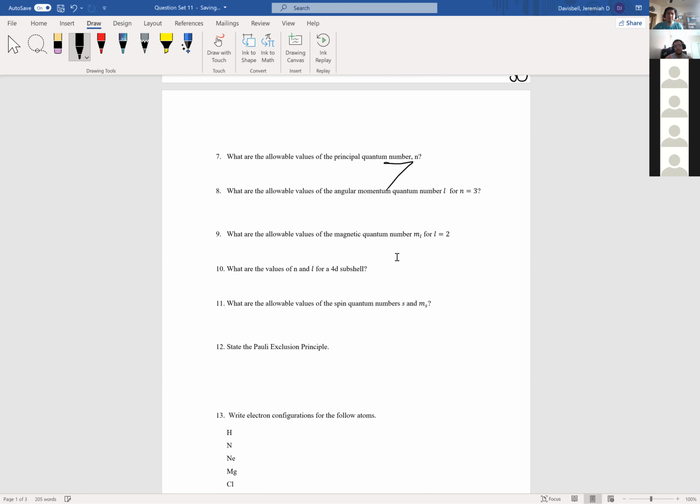Can we have a 0 period? No. Okay, so what's the lowest it can go to? 1. So 1 through 7, or you can write it out. I prefer using ranges. So that's our answer for 7, 1 through 7. Anyways, number 8, what are the allowable values of the angular momentum quantum number l for n equals 3? So for l, how are we able to figure out based off of what n is?